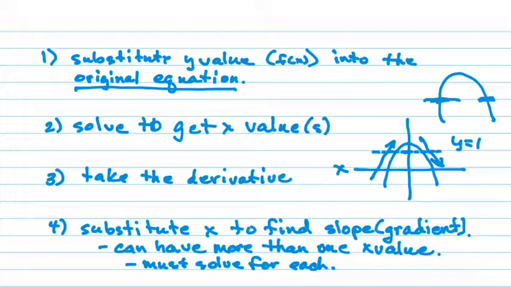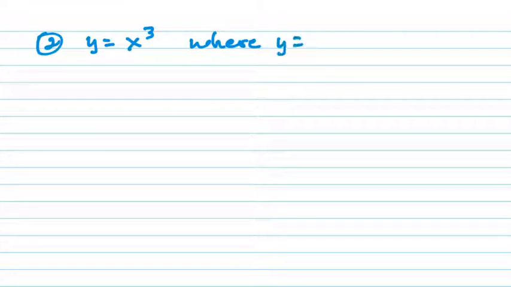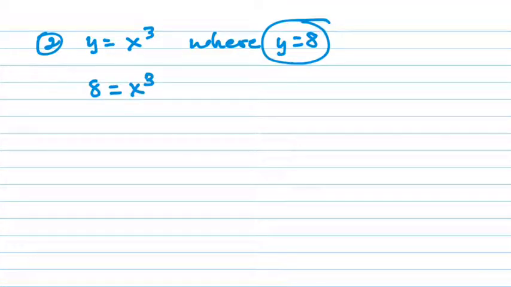All right, so here we go. We're going to do the evens. So our first function, number 2, y equals x to the third, where y equals 8. I just simply put the 8 in place of the y. I need to get the x completely by itself, but it's x to the third.